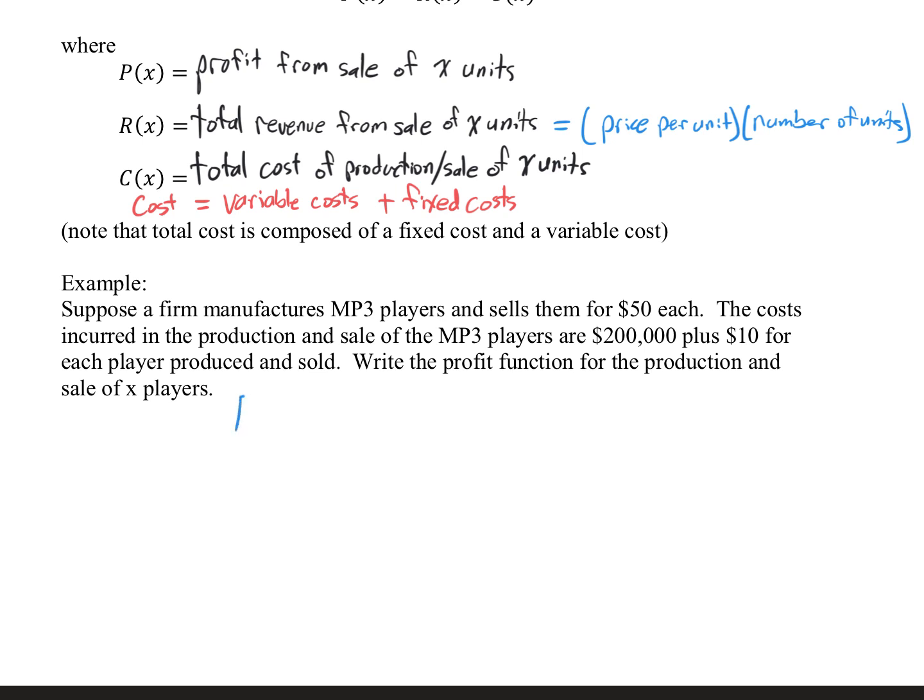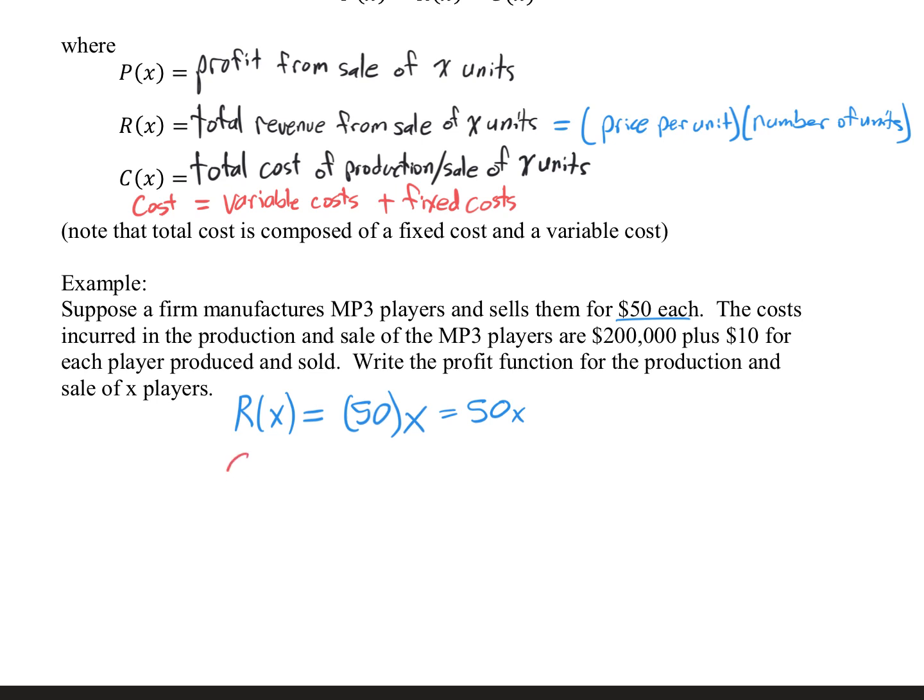We'll begin our revenue function with the notation R of x, and we know that this is equal to a price per unit times a number of units. In this case, the number of units that we would be looking at is just x. We're producing and selling x players. So it's going to be some number times x, and then we see that we are selling these for $50 each, so this should be 50 times x, and a common way to write that would just be 50x.